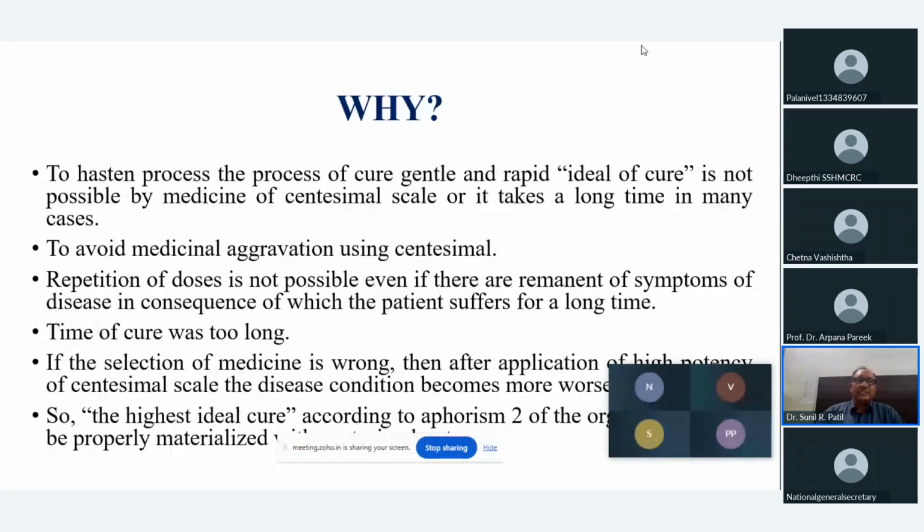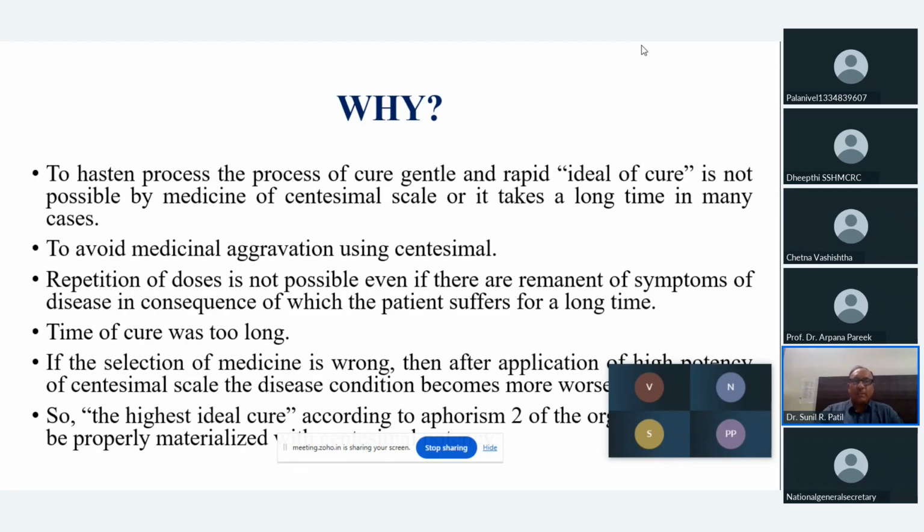Repetition of the dose is not possible even if there is a remnant of the symptoms of disease, the consequence of which is that the patient suffers for a long time. The time of the cure is too long. So the repetition is not given, and the time of the cure is also very long. So it is not the ideal of cure, as Dr. Hahnemann's mind held.